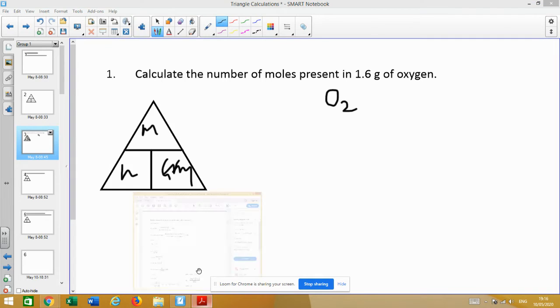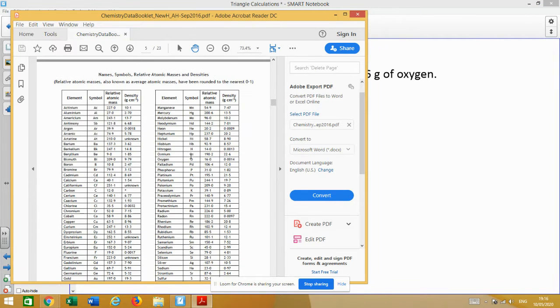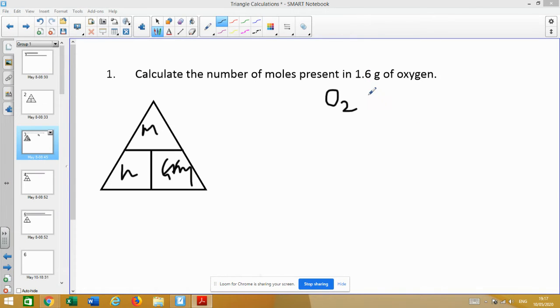So again, in our data booklet, if you've forgotten, there's a relative atomic mass of each thing. So we've got oxygen here is 16. So it's O2, always O2, as oxygen's diatomic. So its GFM is quite simply 2 times 16, so it's 32 grams per mole.